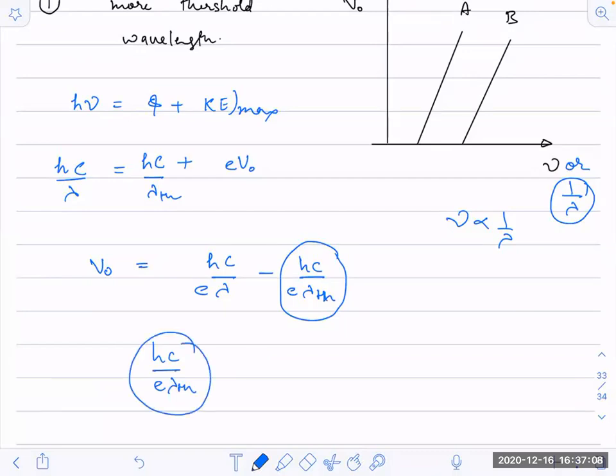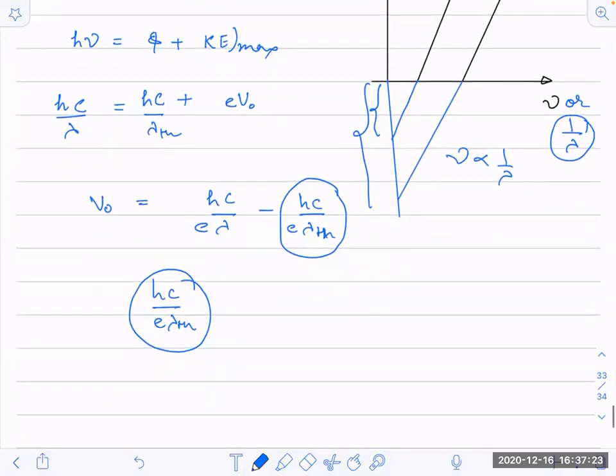Now, for which one is the intercept greater? Is it greater for A or is it greater for B? This is the intercept for A. This is the intercept for B. So obviously the intercept value for B is greater. This value is greater than hc by e lambda th for A. hc and e got cancelled.